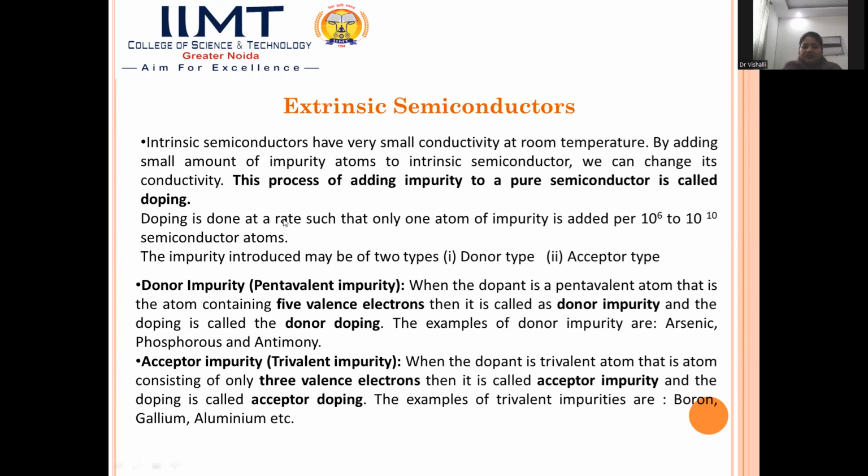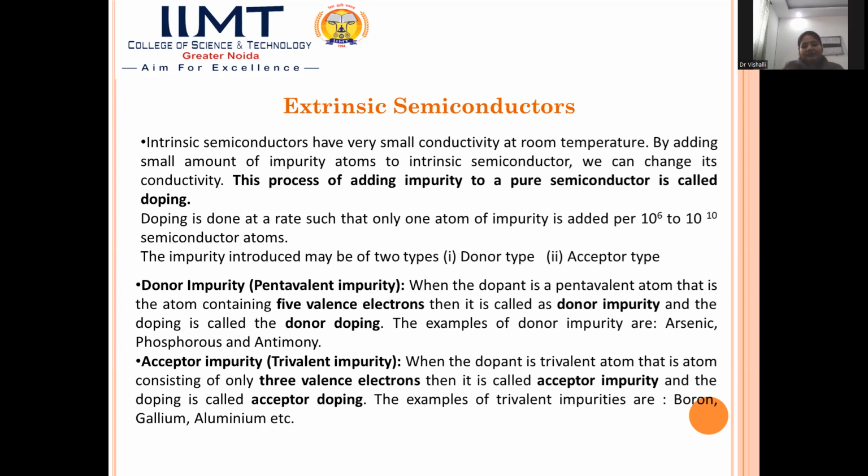On the basis of the impurities which are added, they can be divided into two types. One is the donor type impurity and the other is the acceptor type impurity. So let us see what the donor type impurity is. Donor impurity is also called a pentavalent impurity. As the name suggests, pentavalent means penta plus valent, meaning atoms which have 5 valence electrons. If there is an atom having 5 valence electrons, then that will be called a donor impurity.